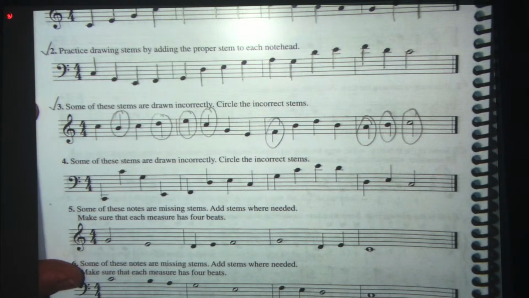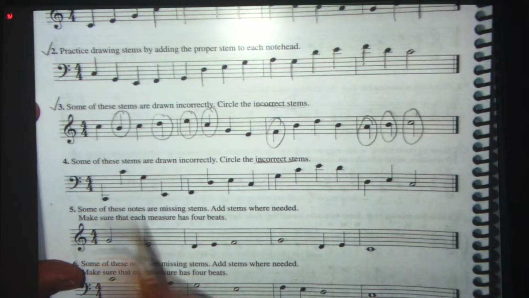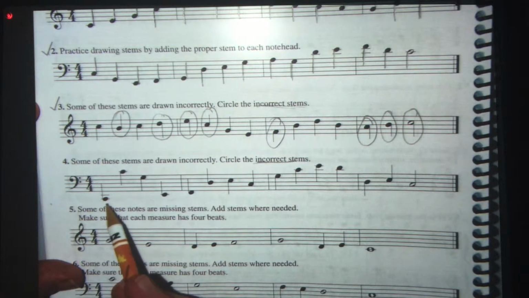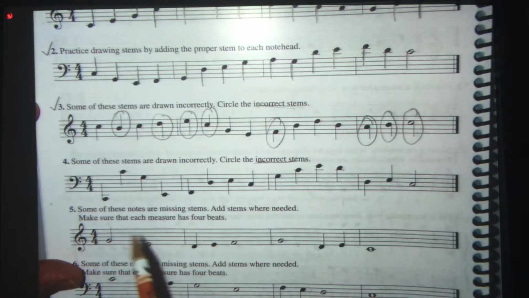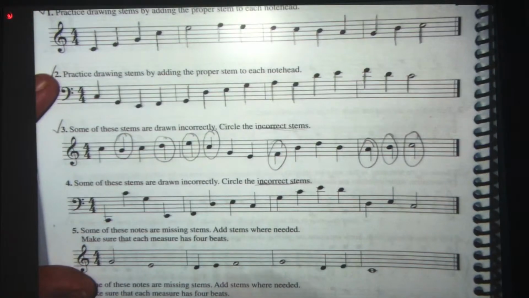Number 4. Some of these stems are drawn incorrectly. Circle the incorrect stems. So just like the last one, we're looking for the bad ones. This one's a bass clef example. I could already tell that one's going to be bad, but we're going to look for any of the ones that should be, once again, on the third line and above, on the left facing down. So let's go ahead and do that first.